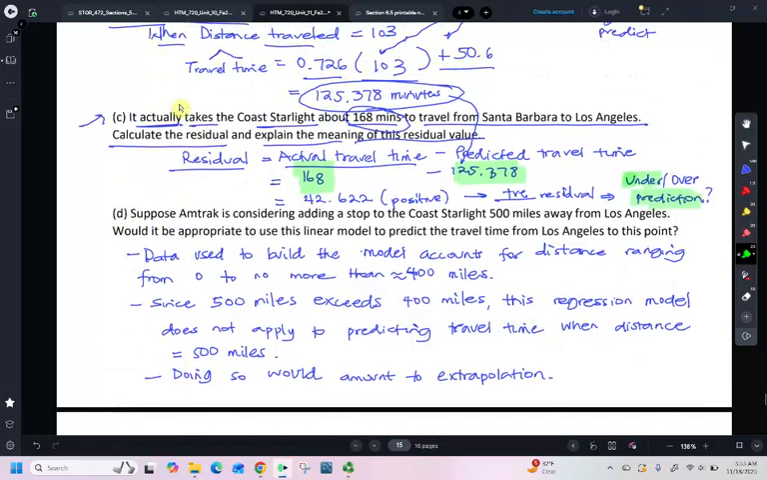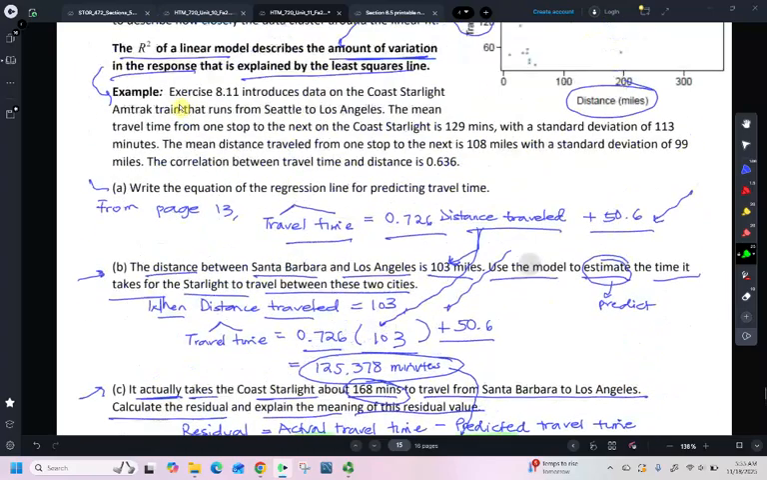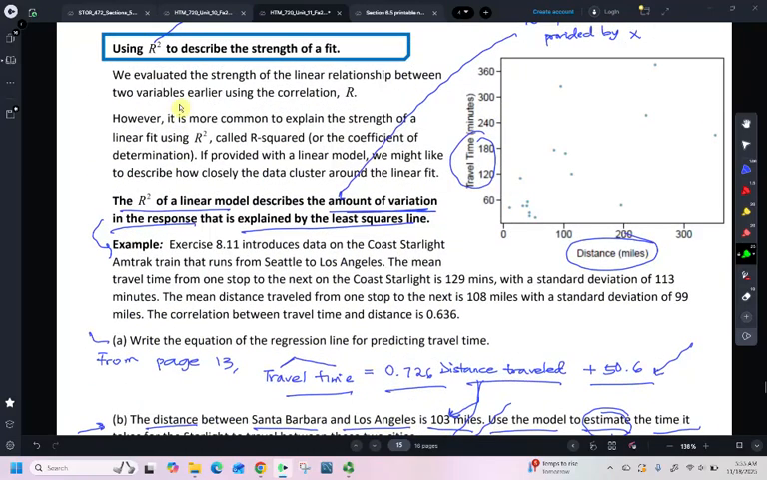Okay, then question D. Suppose Amtrak is considering adding a stop to the Coast Starlight 500 miles away from LA. Would it be appropriate to use this linear model to predict travel time from Los Angeles to this point? So we're looking at a case where distance traveled is 500 miles. Let's look back at the picture. Did you notice that this goes from 100, 200, 300? Looking at the gaps here, I can tell this is close to 400, so 400-ish.